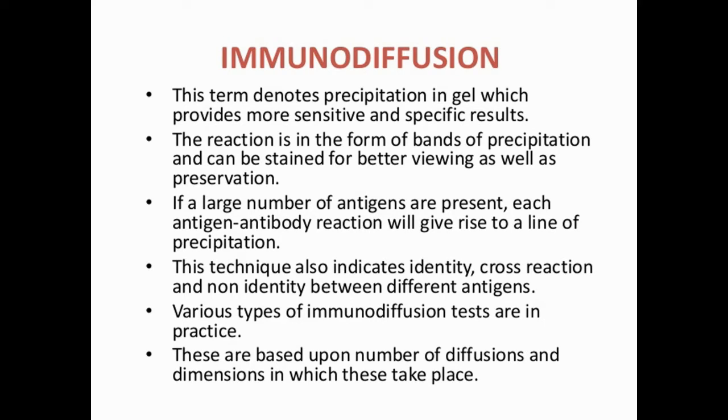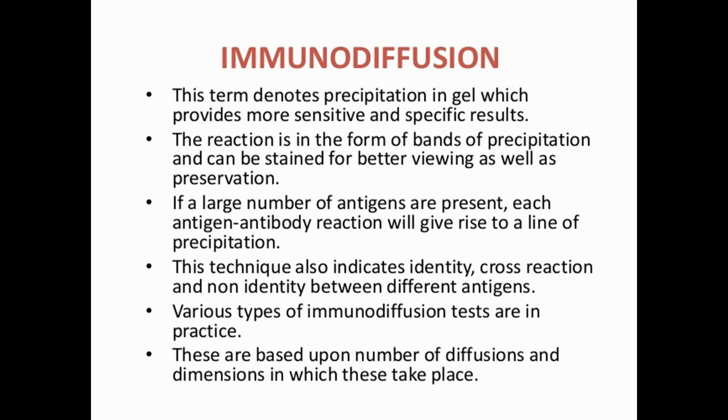This is a term which denotes precipitation in a gel, which provides a more sensitive reaction and gives specific results. When we place the antigen and antibody in the gel, the results will be more specific, and after the precipitation this reaction forms a band. That can be stained, and that will be used for preservation.